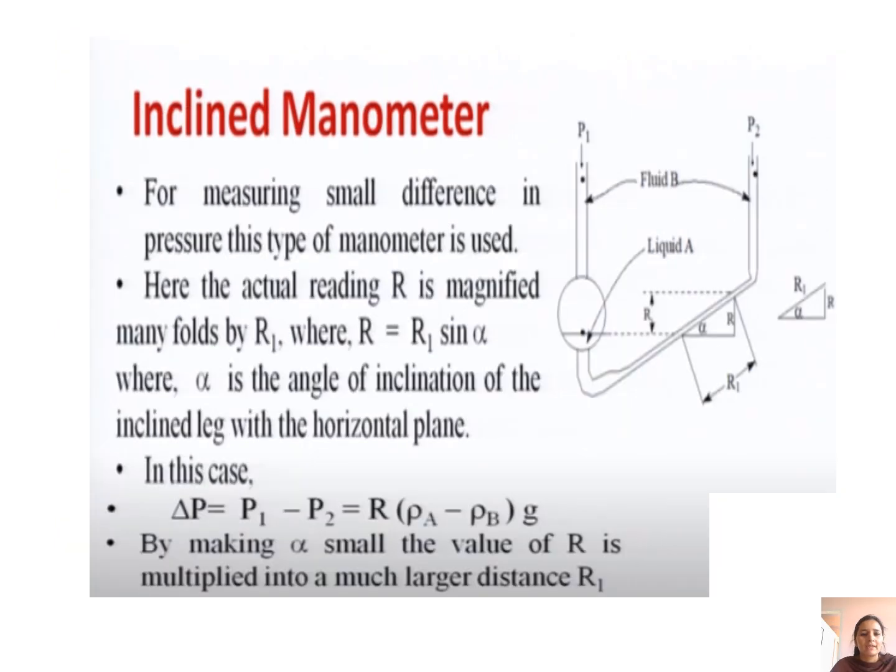And next is the inclined manometer for measuring small differences in pressure. This type of manometer is used here. The actual reading R is magnified manifold by R1, where R is equal to R1 sin alpha, where alpha is the angle of inclination of the inclined leg with the horizontal plane. In this case, pressure difference is equal to R (rho A minus rho B) g. By making alpha small, the value of R is multiplied into the much larger distance R1.